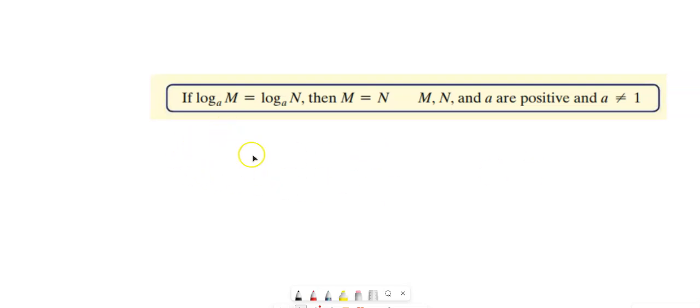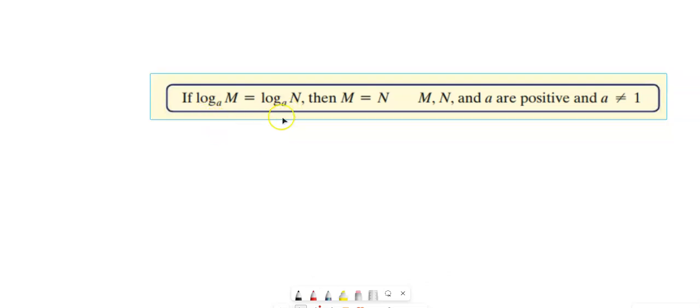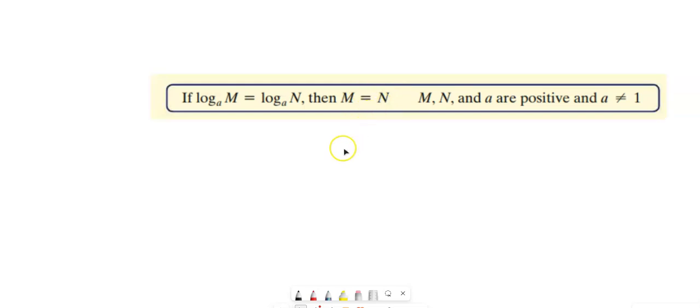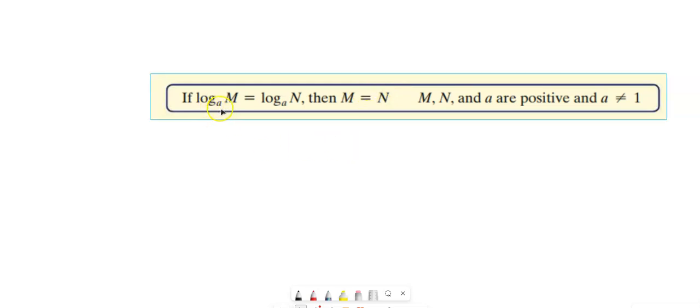Today we're going to talk about logarithms and exponential equations and how to use those to solve equations. The first concept I wanted to show you is that if we have two logs with the same base that are set equal to each other, then we can let the arguments of each of those logs also equal each other. So if we have log base a of m is equal to log base a of n, since the bases are the same and there are no factors out front, we can just let each argument equal each other and solve from there.